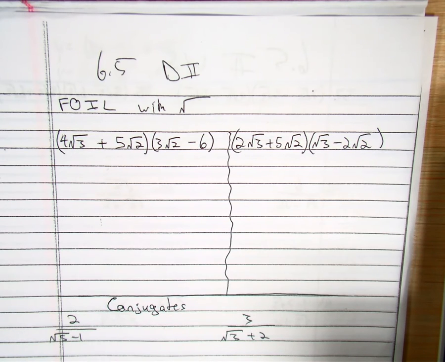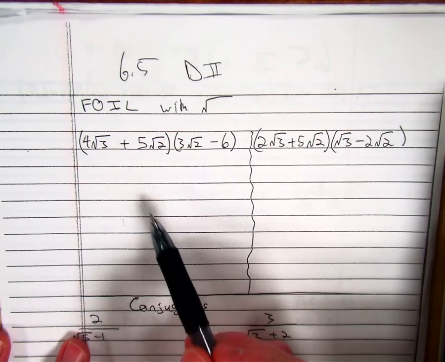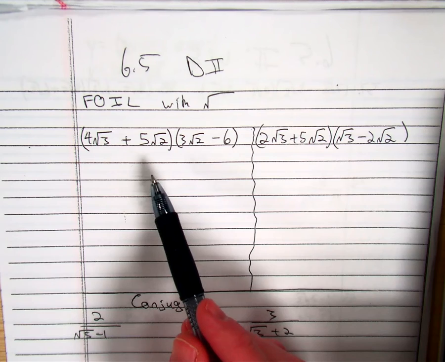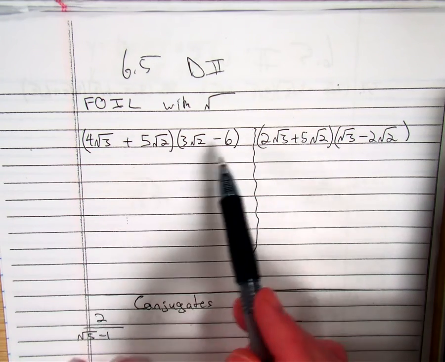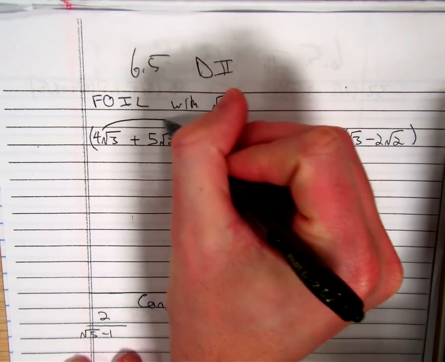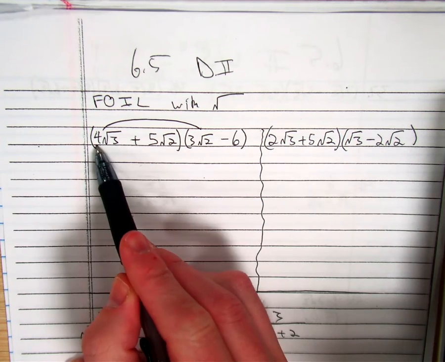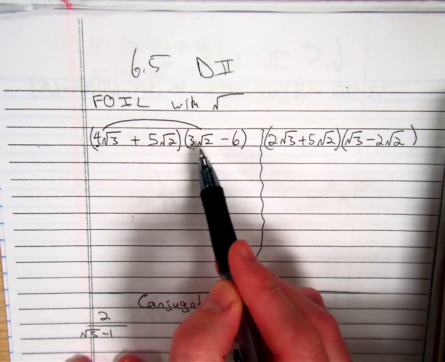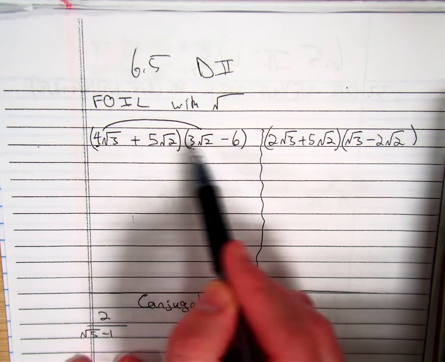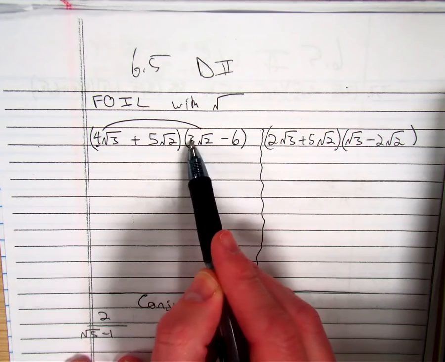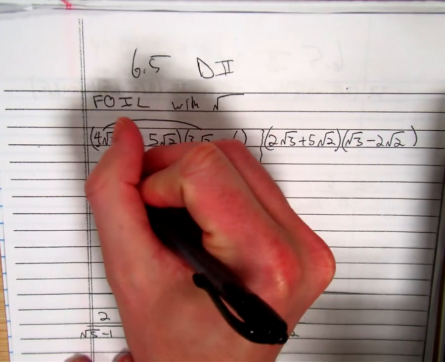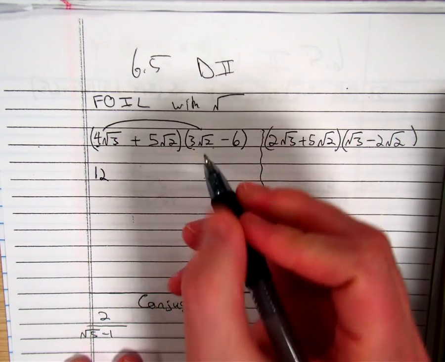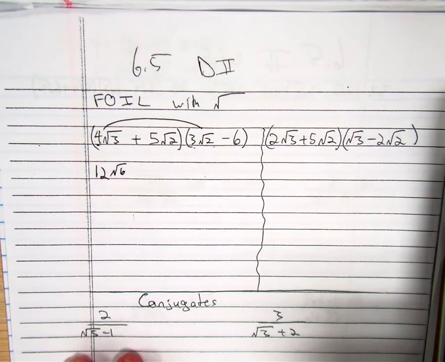All right, foiling with radicals. So it's going to be the same process. We're just going to have some more things to keep track of. When we're foiling with radicals, and I do first times first, we're going to do outside numbers, or sometimes I call them regular numbers or big numbers, times radical numbers. So regular times regular, radical times radical. So we're going to have 4 times 3 for 12. Radical 3 times radical 2 is going to be radical 6.